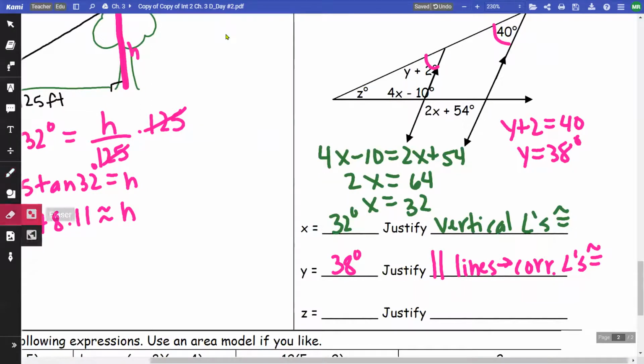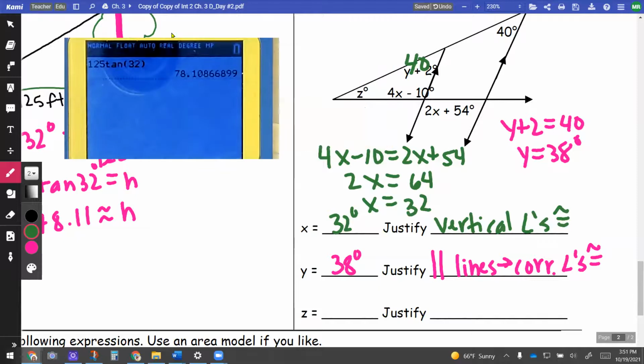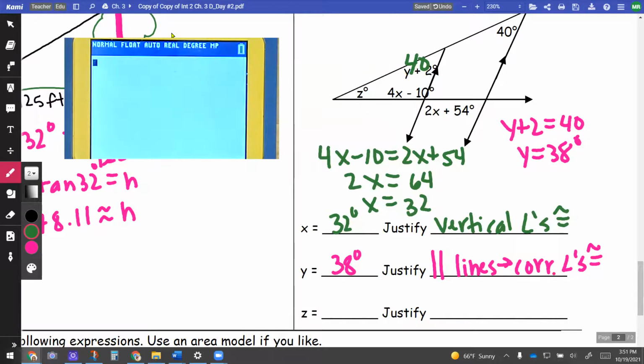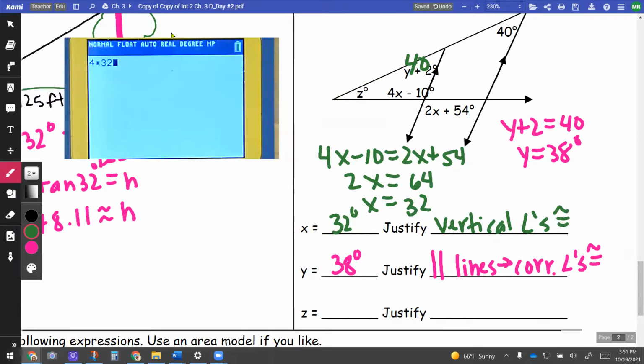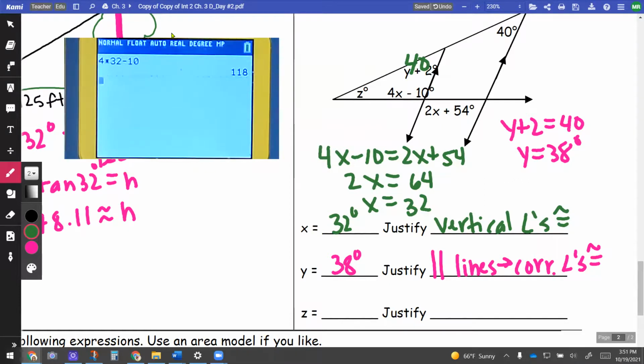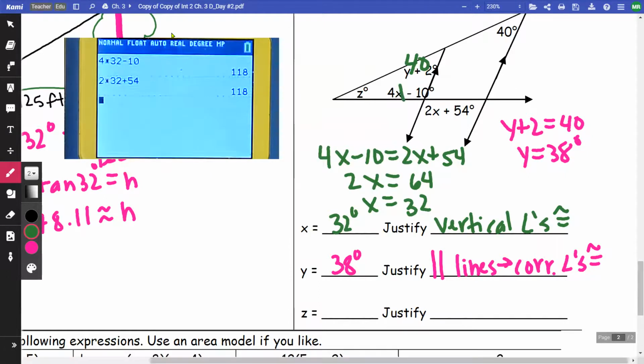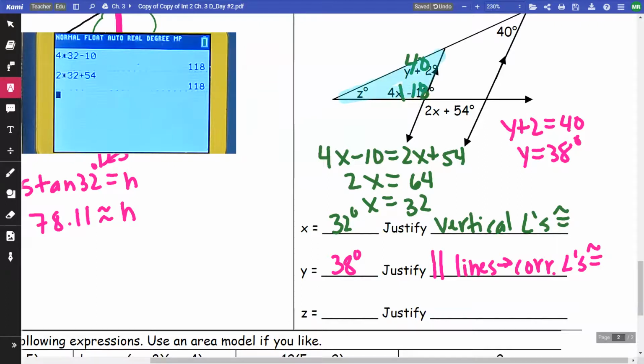So now if I put these values in here, I know that this is going to be 40. If I put 32 in for my x, I'm going to have 4 times 32 minus 10, which is 118. Let me just double check it. 2 times 32 plus 54, which is the vertical angle, which should be equal to it, is also 118. So this is 118.